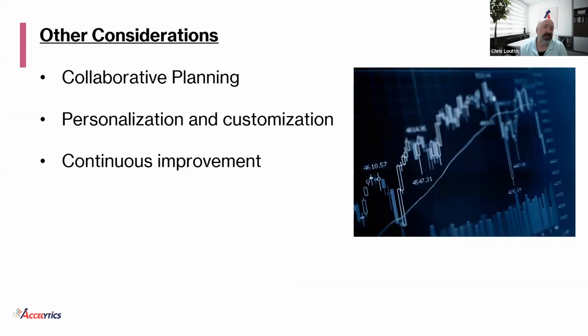So other considerations, in addition to what we've talked about with the technology and the processes. So demand planning is no longer the sole responsibility of a single department. Collaborative planning involves cross-functional teams, including sales, marketing, finance, and supply chain working together to create a more comprehensive and accurate demand forecast. And this is something that Anaplan supports inherently in the tool, just because of the nature of how the tool is designed to be collaborative and cross-functional.